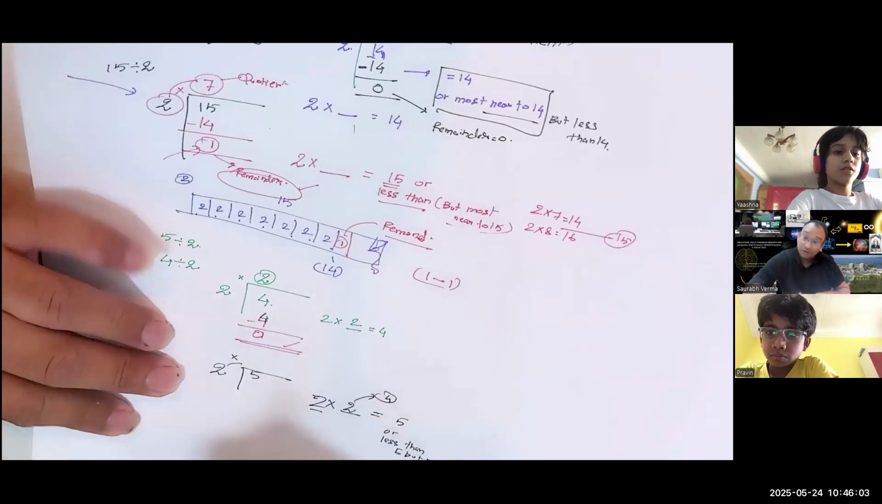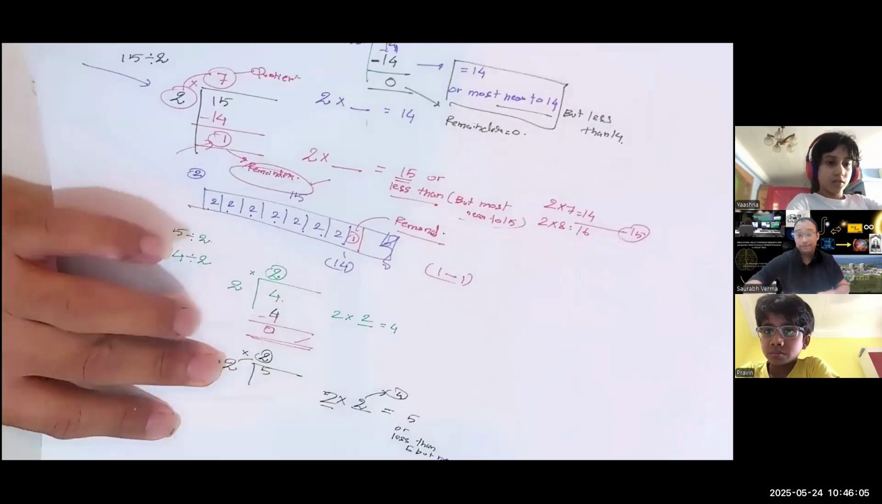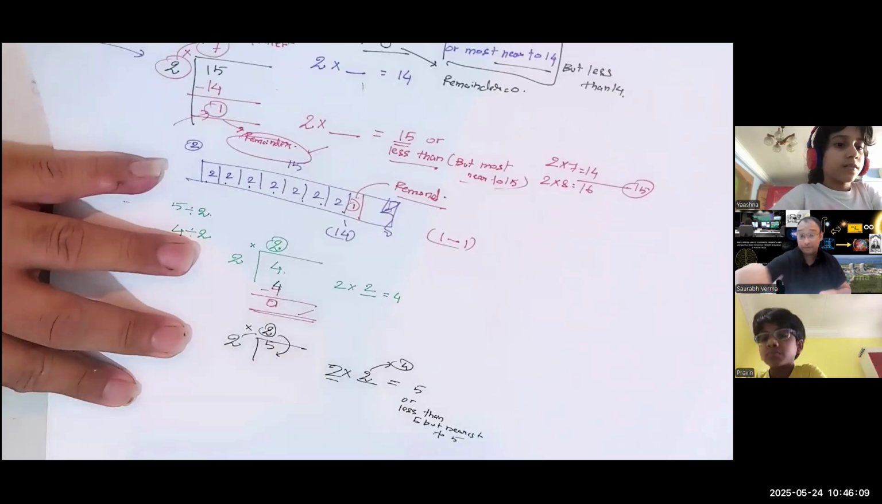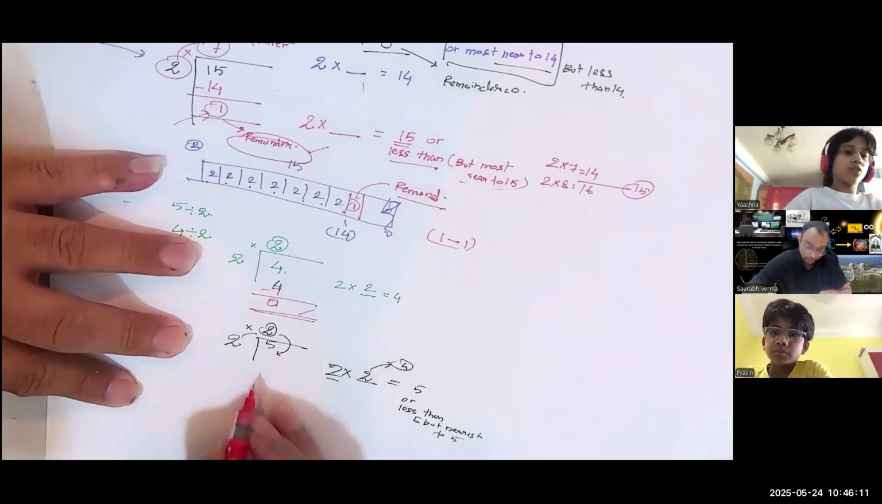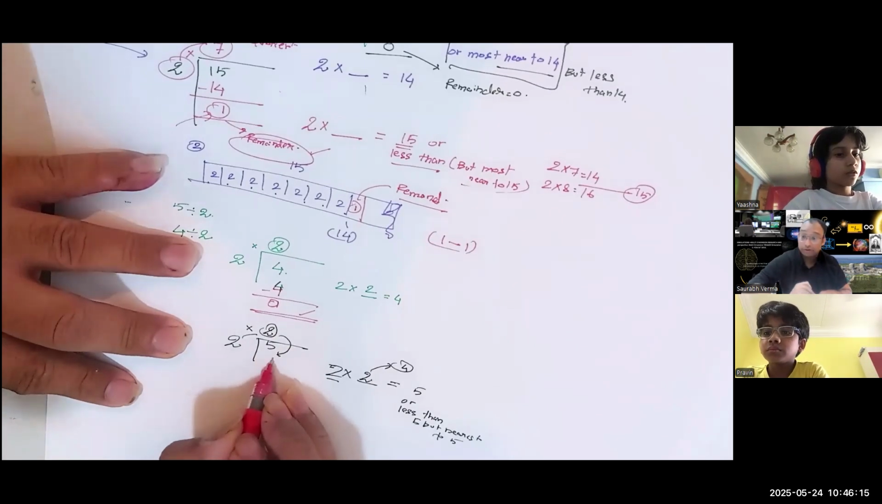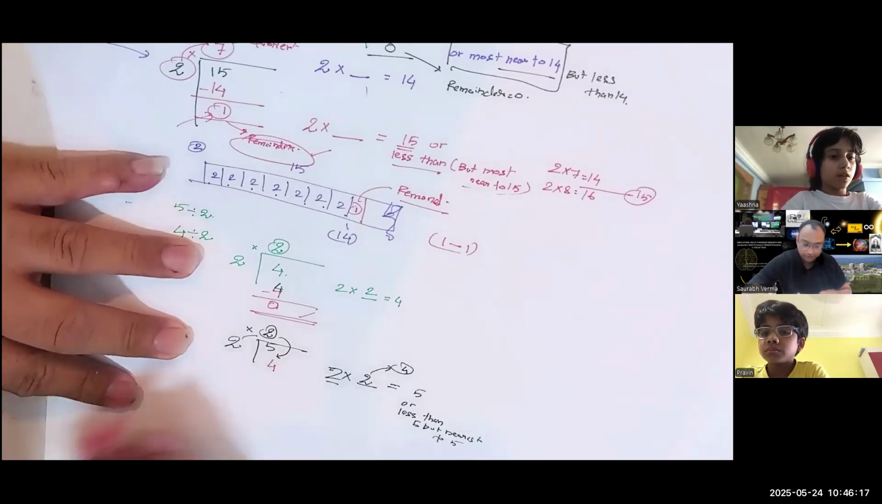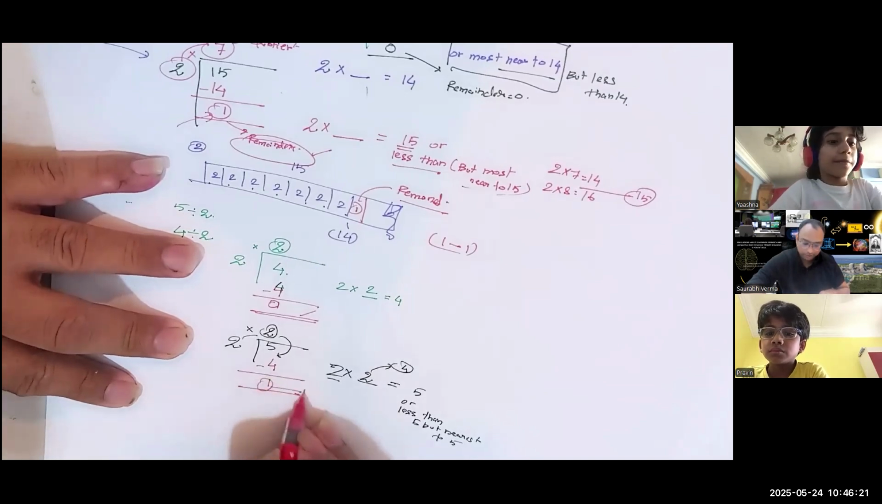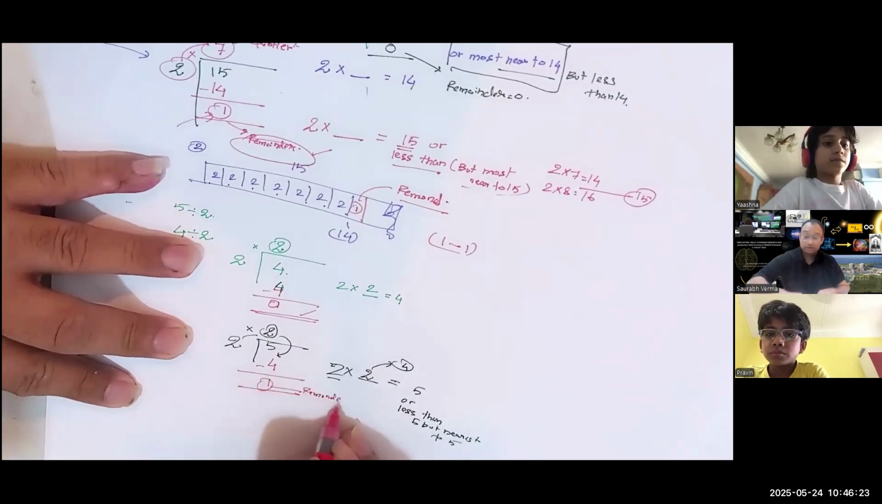So you have to multiply over here too. Got it? It means what should I get over here? 2 times 2, so 4. Here, minus 1. That is the remainder.